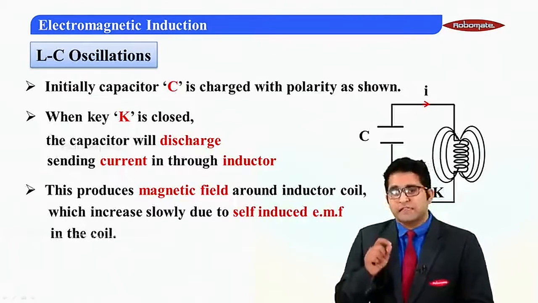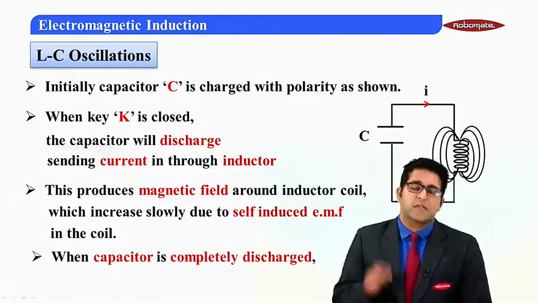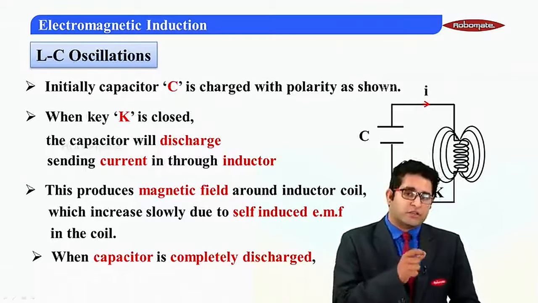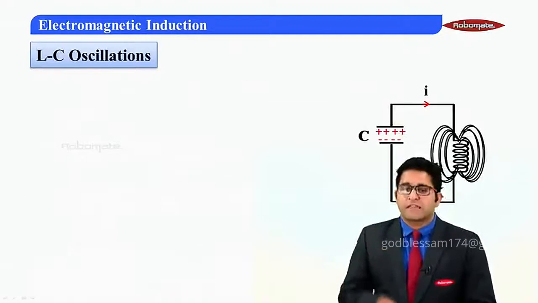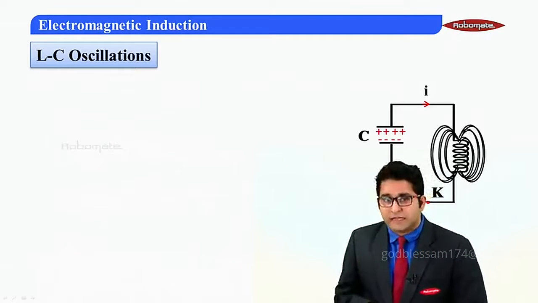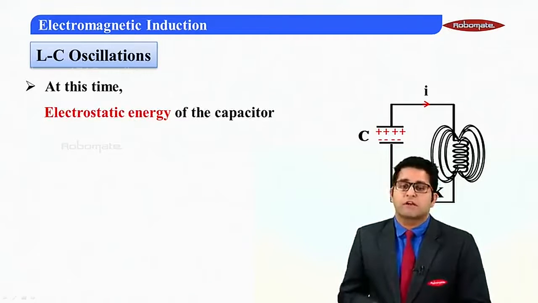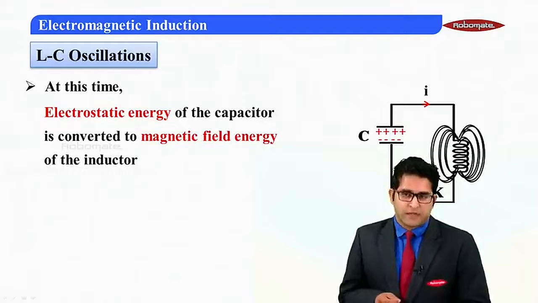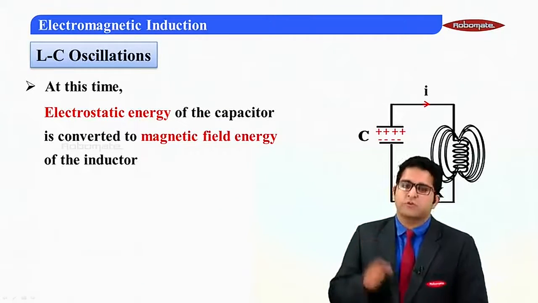Now students, in this particular situation, once the capacitor is completely discharged, the value of magnetic field energy around this particular inductor coil is maximum, right? Or I can say the total electrostatic energy which was stored in the capacitor has now been converted into magnetic field energy of the inductor, right students? So this is the situation that we came across. Now let us move further.